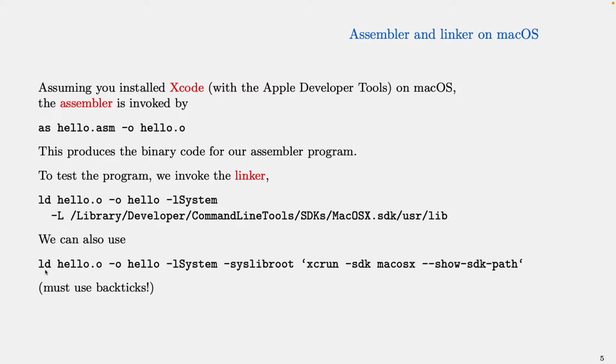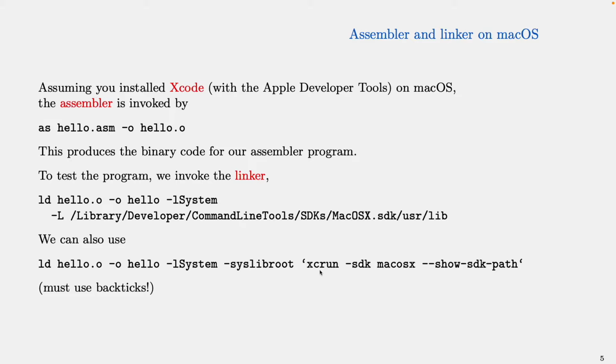The first part stays the same: same input file, same output file, same -l system option, but instead of explicitly writing the full path here, we can use the argument syslibroot, which means this is the path where the linker should search for the library. And then we can dynamically generate the path with this command here. And note, you have to put this in backticks here and here.